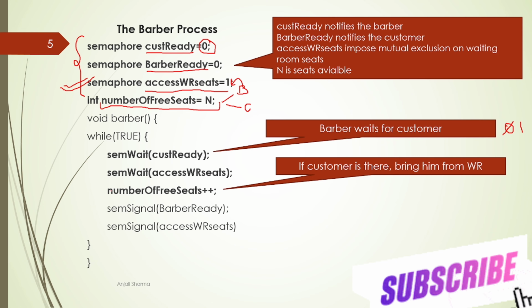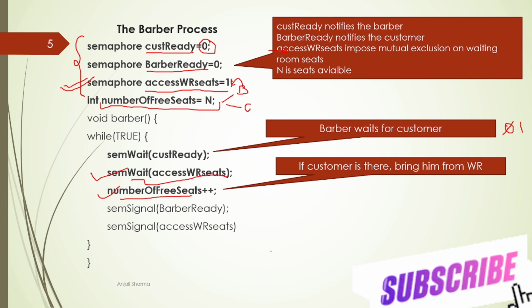So in order to increase the number of free seats, this semaphore, that is access to the waiting room seats, is going to operate over here. The barber will be getting access to the number of free seats with the help of this particular wait operation, right? If this wait operation is successful, then the barber will be modifying the number of free seats, because now it is taking one customer out of the waiting room.